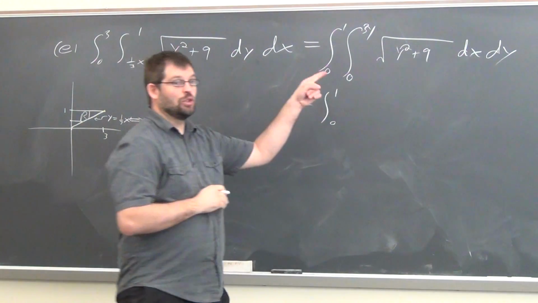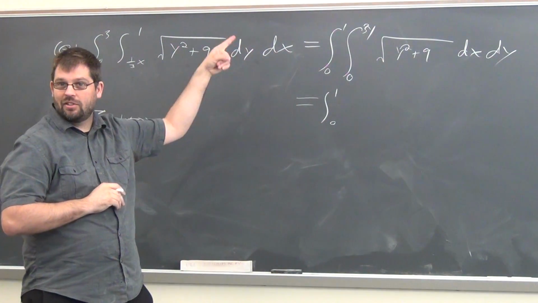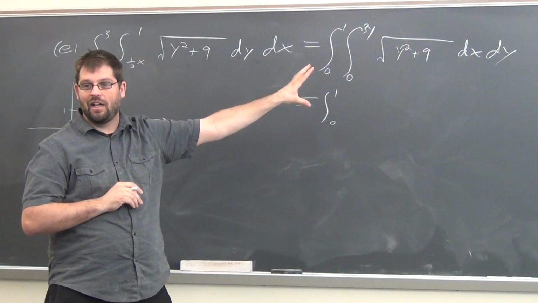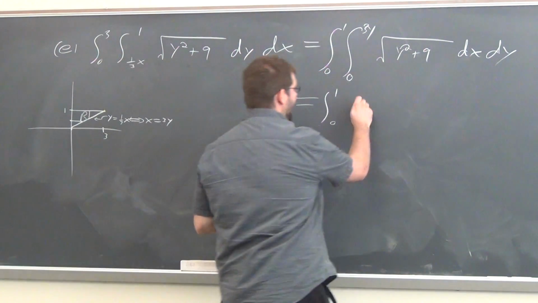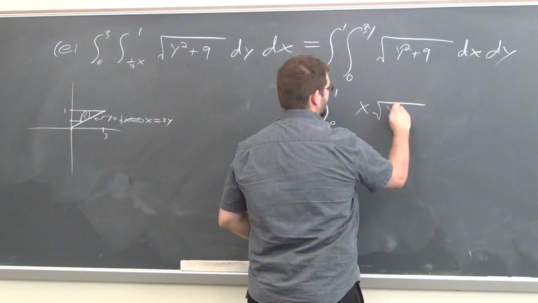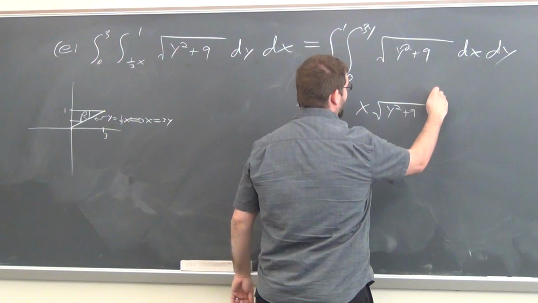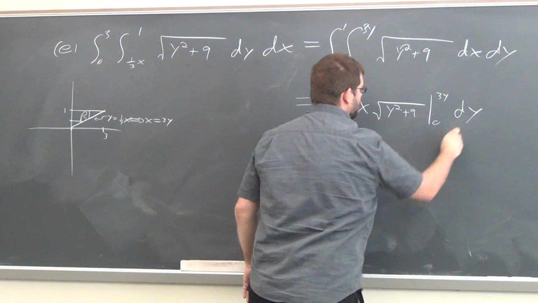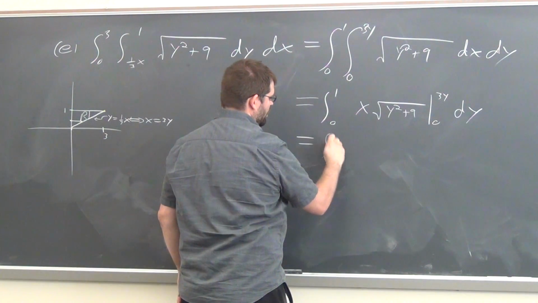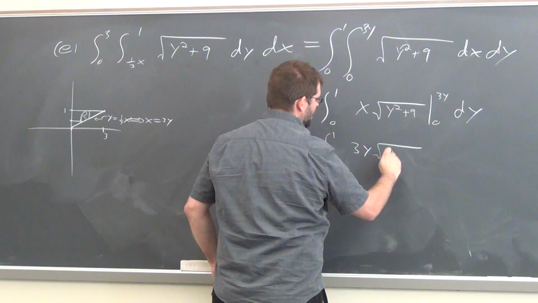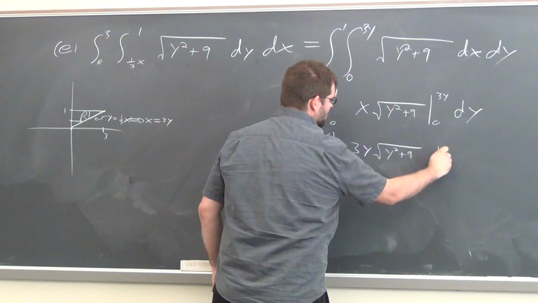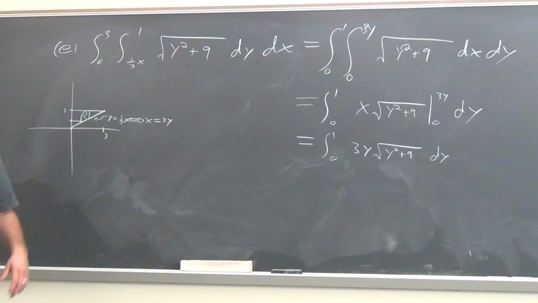So now this thing's great if you integrate with respect to x because there are no x's, right? So it's just a big constant. So it's just x times square root of y squared plus 9, and then that just gives you 3y times the square root of y squared plus 9. That make sense?